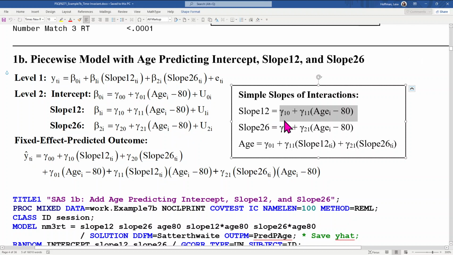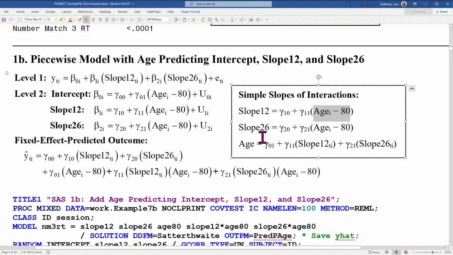So this shows then that the fixed slope is specific to somebody who is 80, because that's the only situation in which this part would drop out. Likewise for this one. And otherwise, what would go as the multiplier for the cross-level interaction is the age for which you want slope 1,2 and slope 2,6.